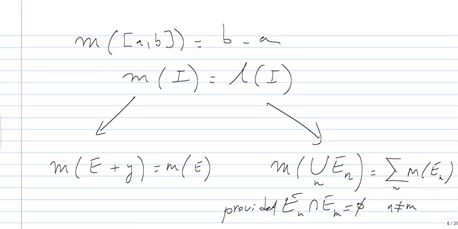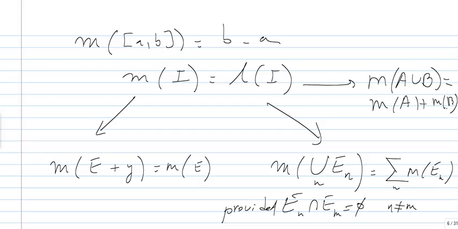Sometimes people will not take a countable union. They will only take two sets. The measure of A union B is equal to the measure of A plus the measure of B when A intersect B is empty. So you can have either finitely many or countably many of them. Okay? So from there we started to see what's going on.